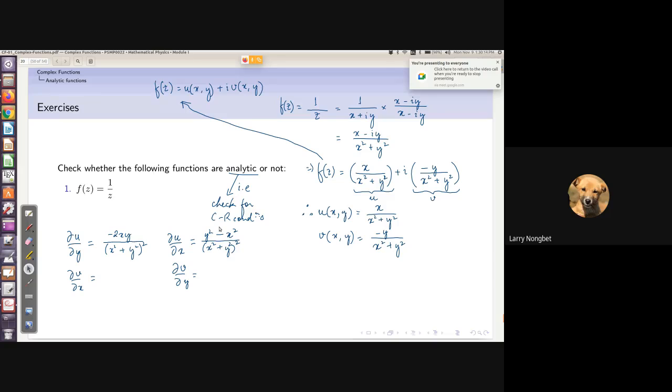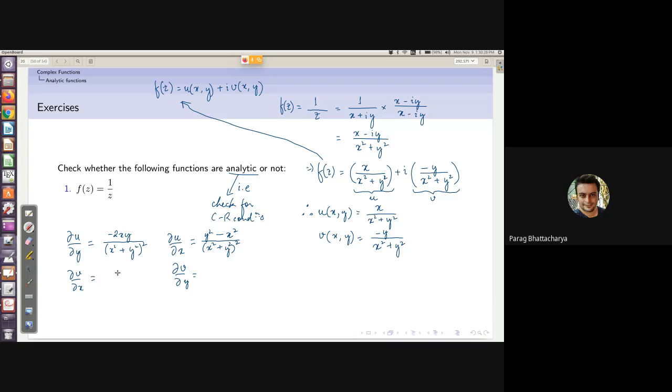Dou v by dou x, you're doing. Tell me, what is dou v by dou x? Twice xy. Dou v by dou x is twice xy by x square plus y square whole square. Good. And this one is y square minus x square by x square plus y square whole square.